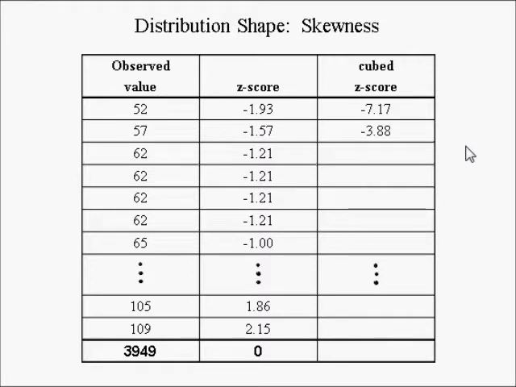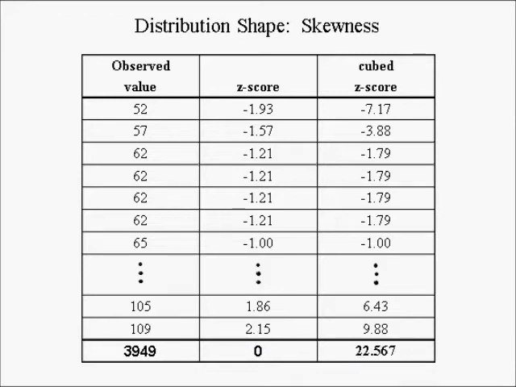The second cubed z-score is equal to negative 1.57 raised to the third power, which equals negative 3.88. The third, fourth, fifth, and sixth cubed z-scores are equal to negative 1.21 raised to the third power, which equals negative 1.79. The seventh z-score is a negative 1. Negative 1 times negative 1 times negative 1 is a negative 1. Now we repeat this for the next set of observations, all the way down to the 49th. The 49th z-score is 1.86. Cubing 1.86 gives 6.43. The 50th z-score, 2.15, cubed is 9.88.